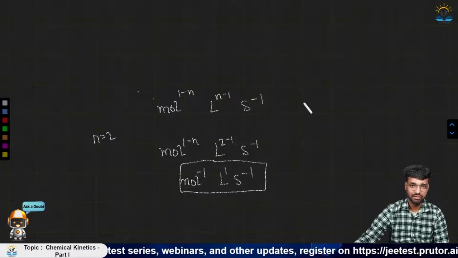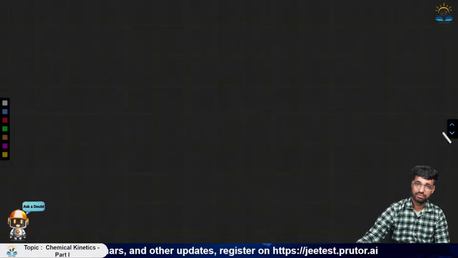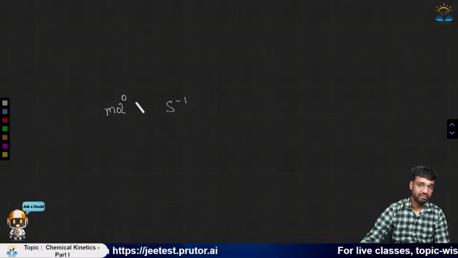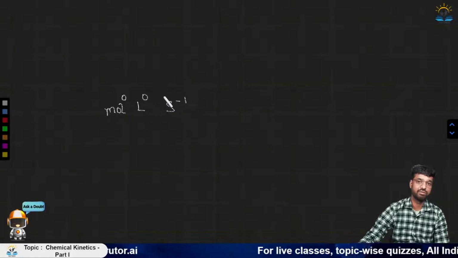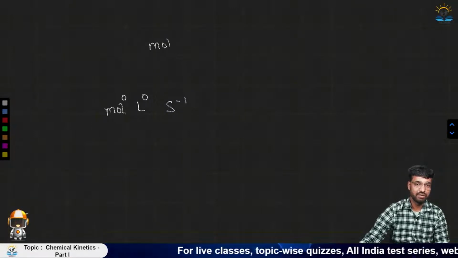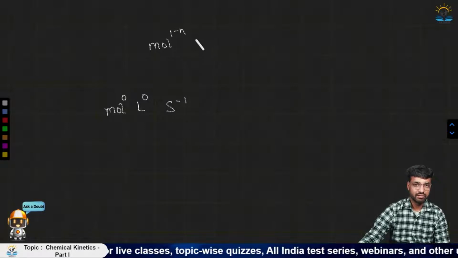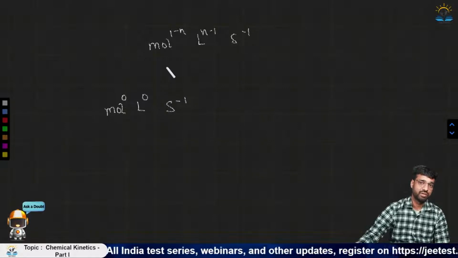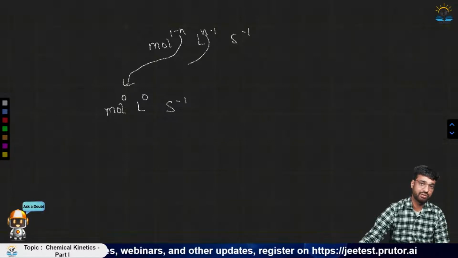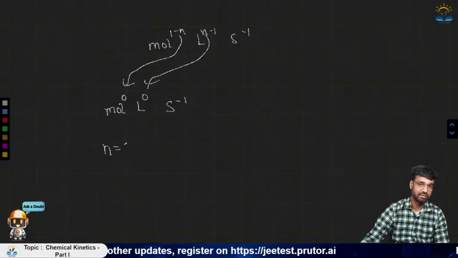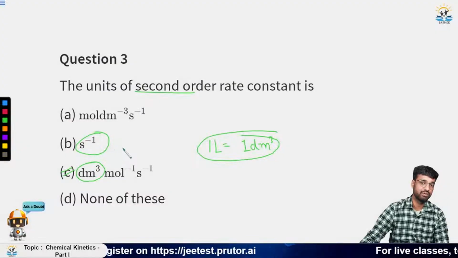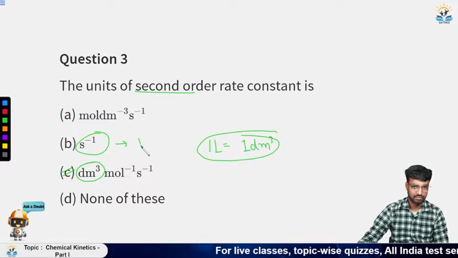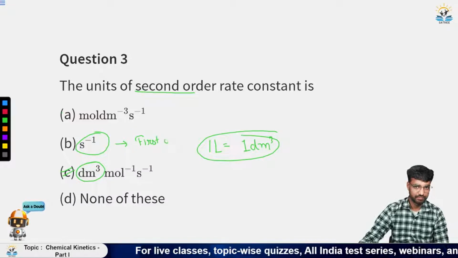So suppose it is given as per second. That means mole has a power of 0, and the liter also has a power of 0. If you put it in the formula, that is mole^(1-n) liter^(n-1) per second. If you equate this equation with this, you will get the value of n as 1. So this is for a first order reaction.